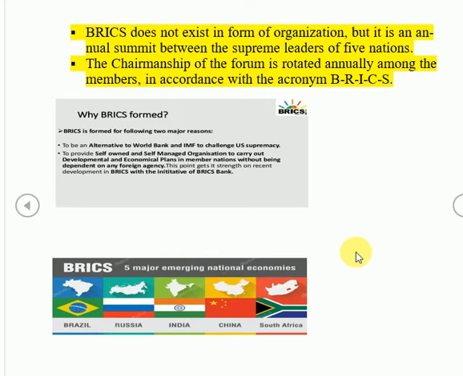And the second reason was to provide a self-owned and self-managed organization to carry out developmental and economic plans in the member nations without being dependent on any foreign policies or foreign agencies. This point was strengthened by the recent development in BRICS with the initiative of the BRICS Bank. That is when the BRICS Bank came into existence. You can see here the five major emerging national economies and their flags: Brazil, Russia, India, China and South Africa, right?